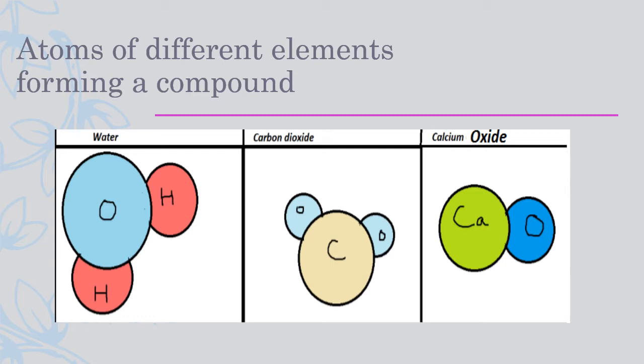So, water basically has two atoms of hydrogen and one atom of oxygen in it, whereas carbon dioxide contains two atoms of oxygen and one atom of carbon. Calcium oxide contains one calcium atom, whereas one oxygen atom.